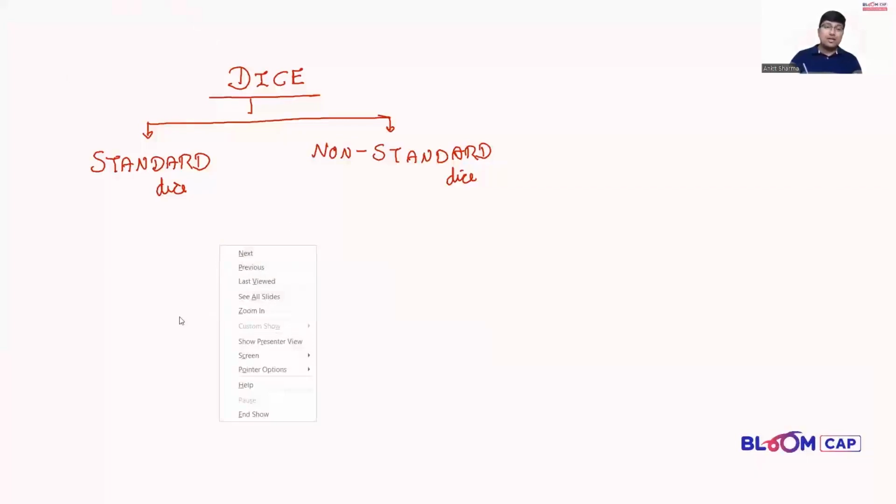Why? What is the meaning of standard dice? The definition of standard dice is a dice in which the sum of numbers on the opposite faces is always 7. I repeat, a dice in which the sum of numbers on the opposite faces is always 7 is a standard dice. The dice of the ludo, as I said, is a standard dice.